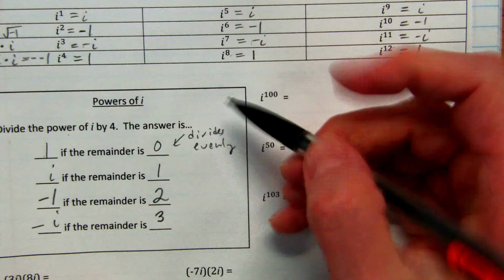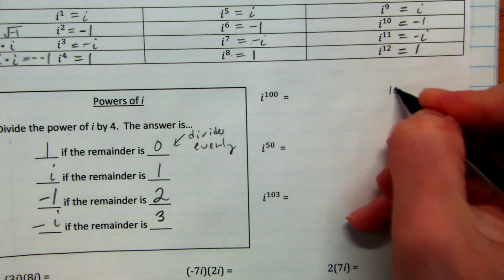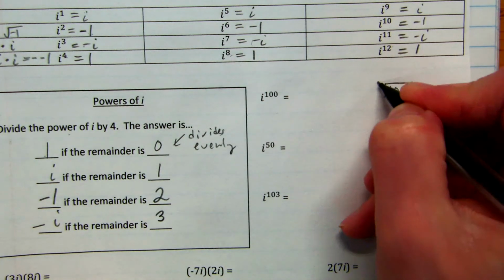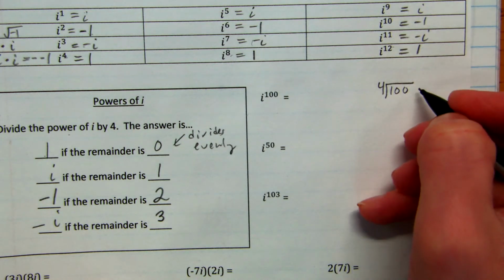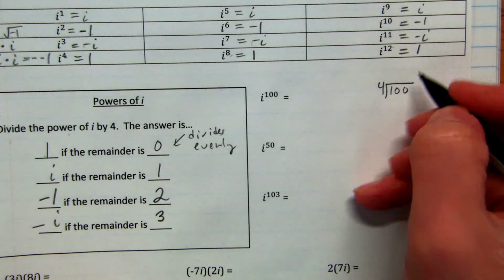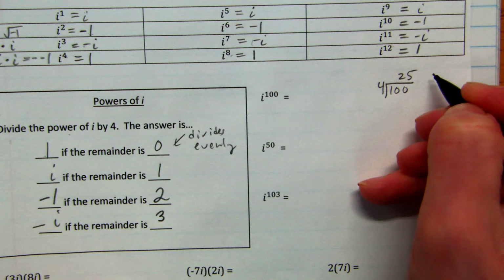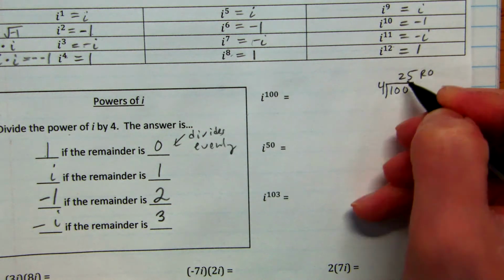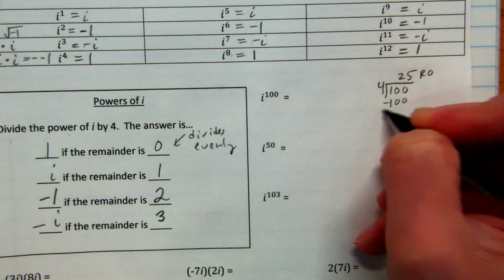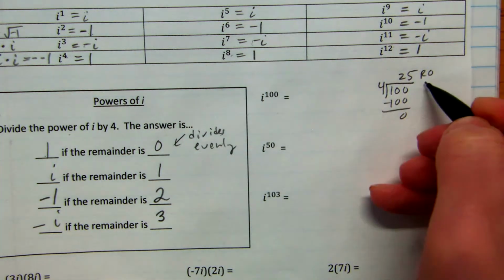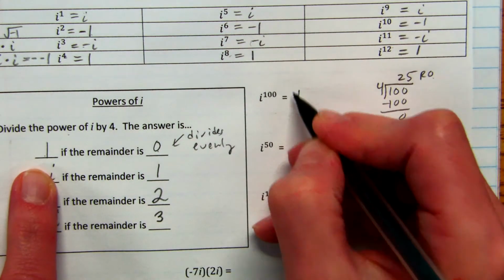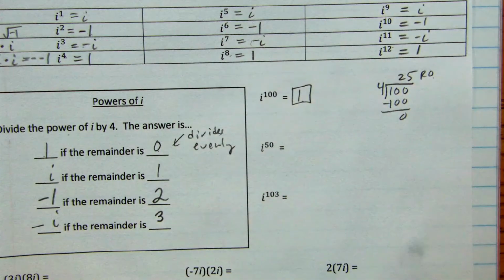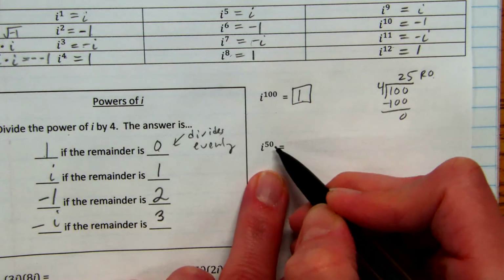So if I have i to the 100th power, I'm going to take 100 and divide it by 4. You probably know what that one is. Take 1 dollar, break it into 4, you get 25, and that would be a remainder of 0. 25 times 4 is 100. You get 0. So since the remainder is 0, that means it divided evenly. Your answer to that is 1. You get i to the 50th.